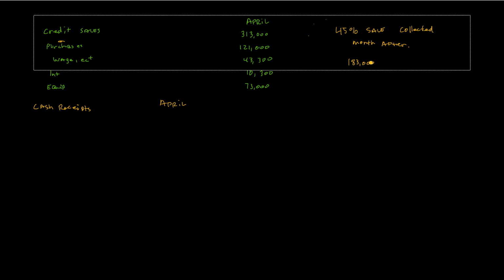So I'm going to take 183,000 minus the 9,150. That 9,150 represents the 5% that is uncollected, right? Right off the bat, we're not going to get that. So we're going to say 173,850. Then we're going to collect 50% of the sales in the month of the sale. And again, this is all March.